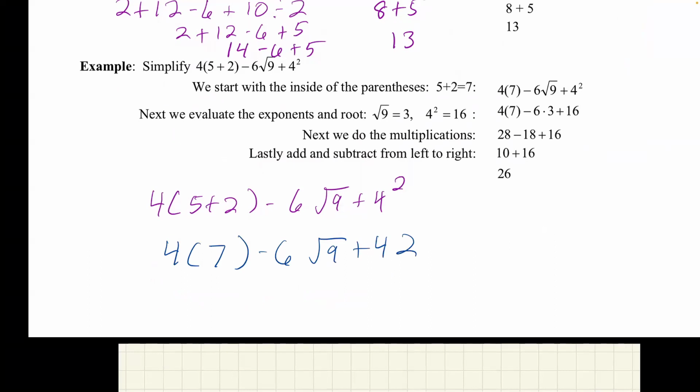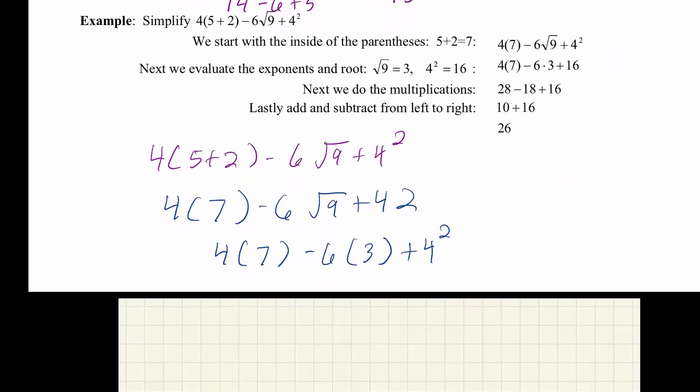Now I'm going to say, okay, the square root of 9 is 3. So this will be 4, parentheses 7, minus 6, parentheses 3, plus 4 squared. Oh, that's squared. Yep. That's why my brain was itchy. I knew something was going on there. Took me a second. I'm like, wait, plus 42?